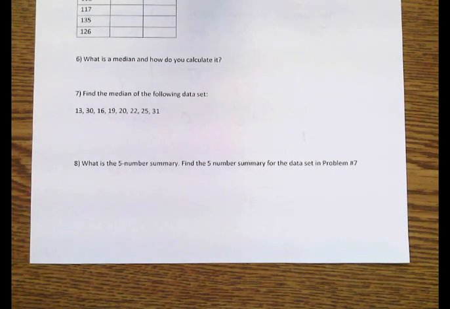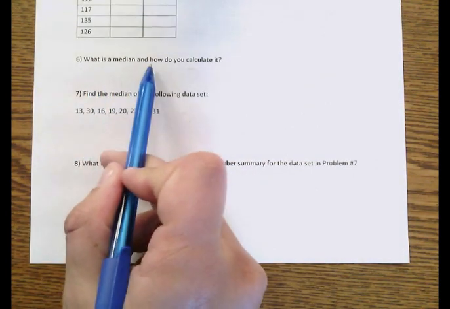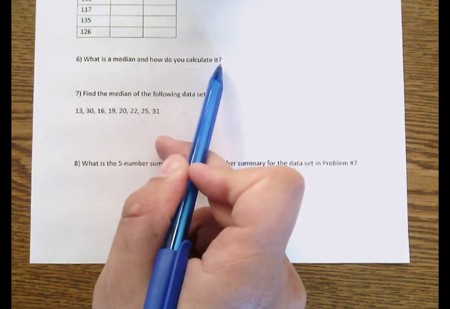Hello everybody. So in this second video on statistics, I want to talk about medians, five number summaries, and an interquartile range. Essentially, we're talking about other ways you could describe the center of a data set and the spread of a data set. It's very similar to means and standard deviations, but slightly different. So what is a median and how do you calculate it?